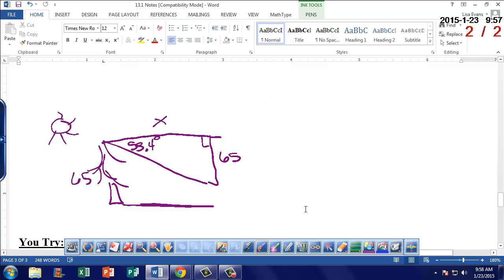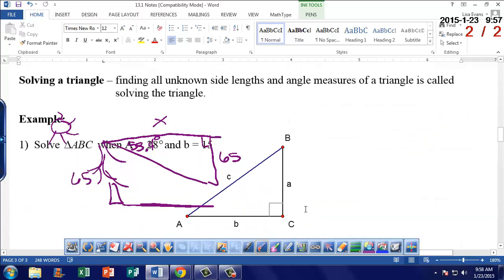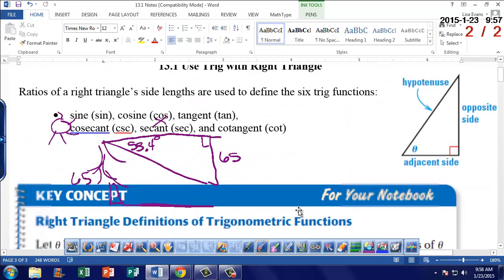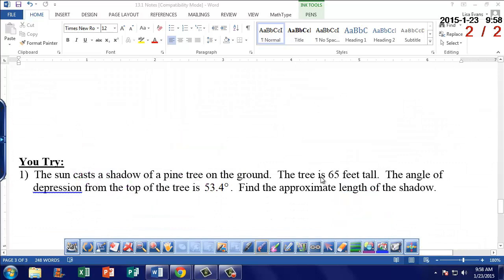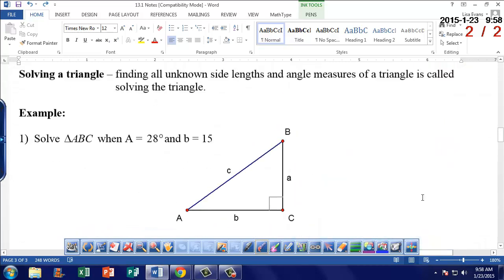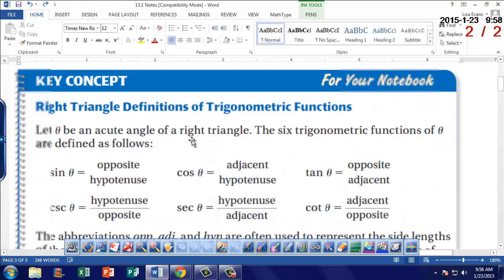When you walk in tomorrow, I do want you to know the 6 trig functions. I want you to know sine, cosine, and tangent. I want you to remember it as SOHCAHTOA, and I want you to remember that cosecant is the reciprocal of sine, secant is the reciprocal of cosine, and cotangent is the reciprocal of tangent.